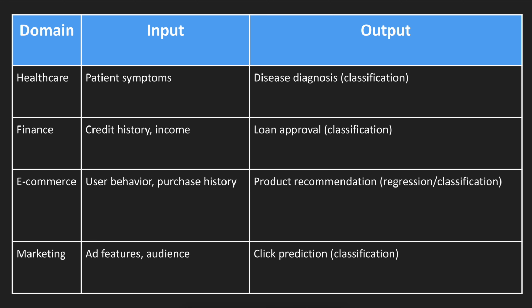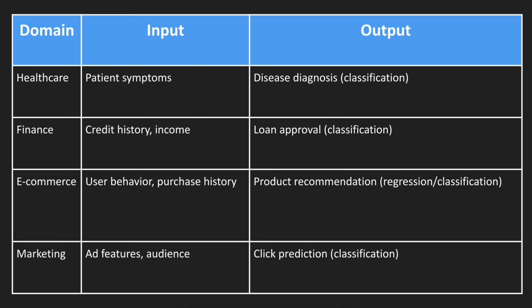So if we look at the domains in which supervised learning is used, for example, in healthcare, it's used with patient symptoms. We give patient symptoms as input, and the output is a disease or diagnosis. That is a classification. The next one, in finance, we give a credit history and income, and it gives us an output on whether we should approve the loan or not. That's also a classification problem.